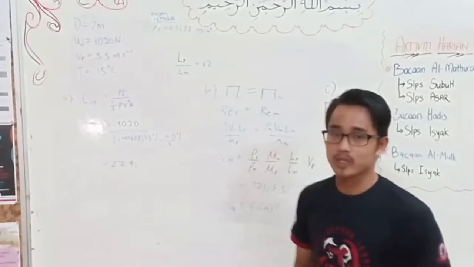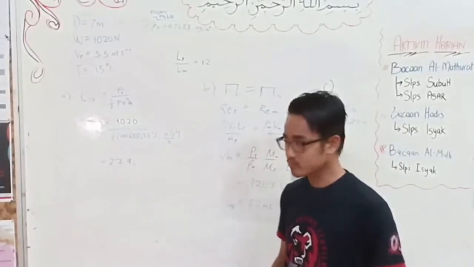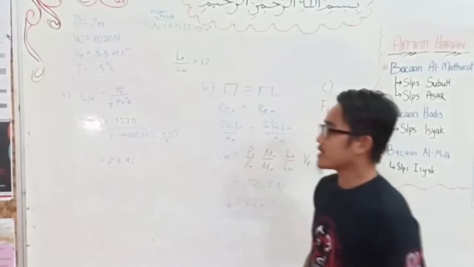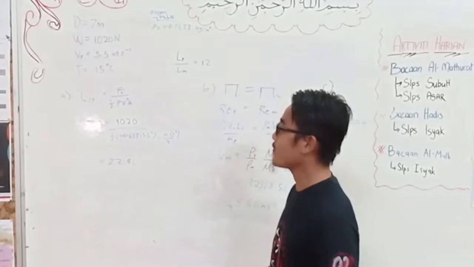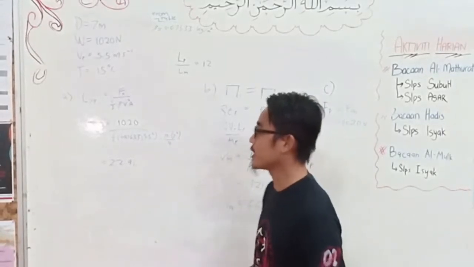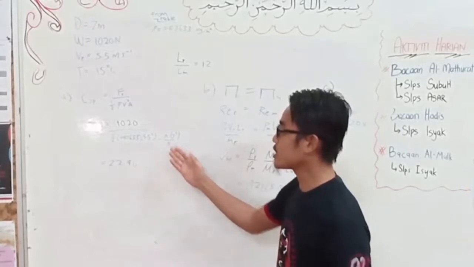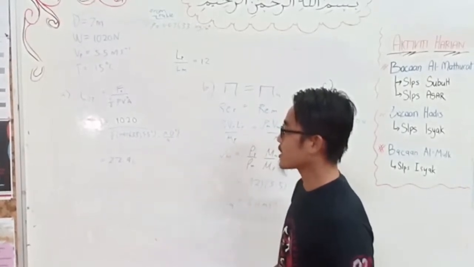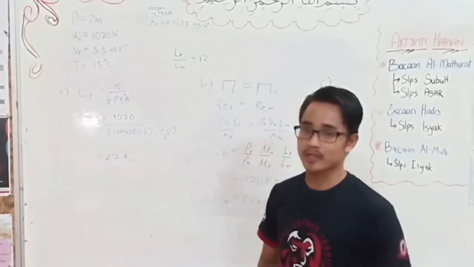For the first question, we need to find the drag coefficient for the prototype. We know that the drag coefficient for the prototype is equal to F over half rho V squared A. So we just substitute all the values into this equation. Finally, we get the drag coefficient for the prototype, which is equal to 22.96.